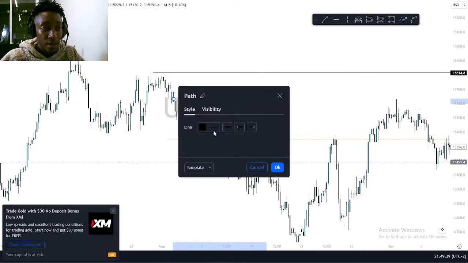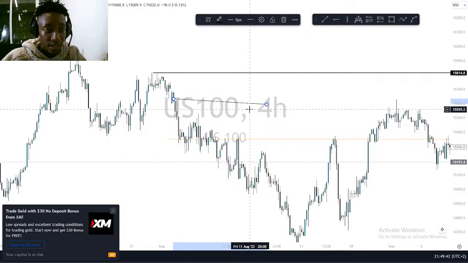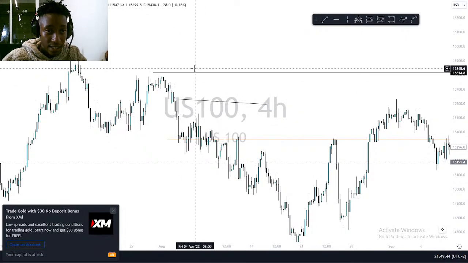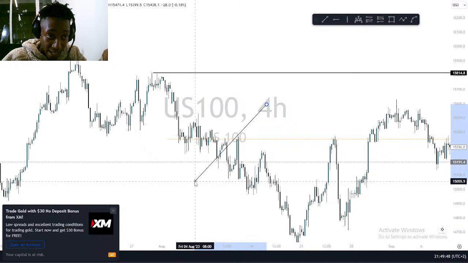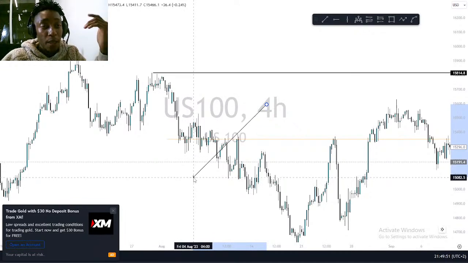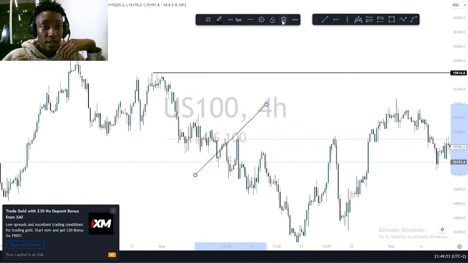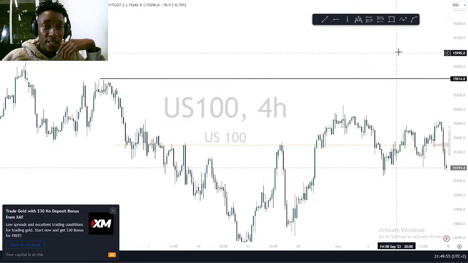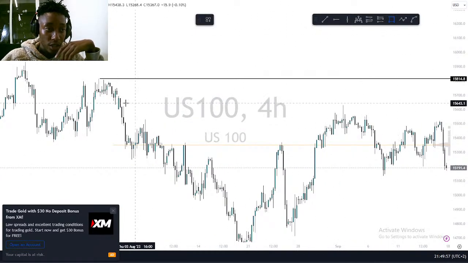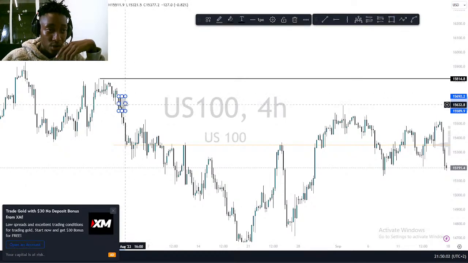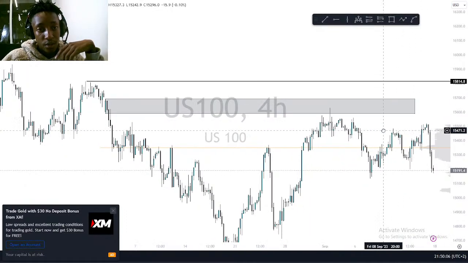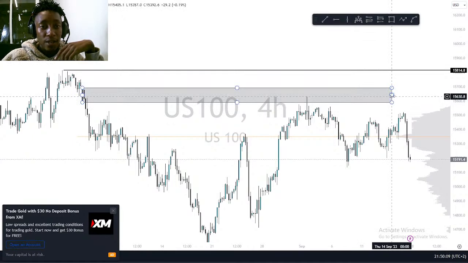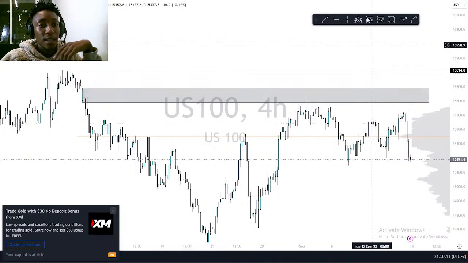You can see after it gave us that bullish candlestick, it started dropping from there. So that's our supply zone. But let us see if that supply zone was mitigated or not. So we mark our supply zone, and then we drag it to the right. And then we can see that that supply zone was mitigated.